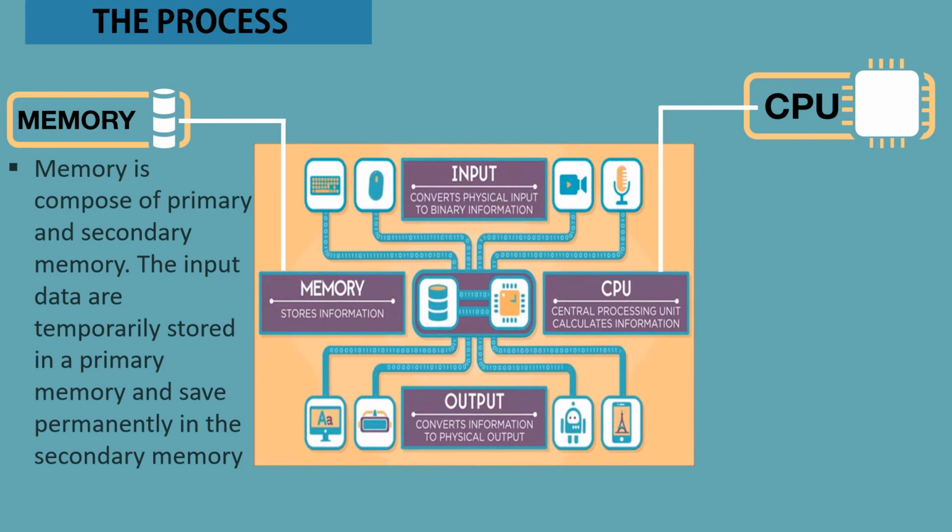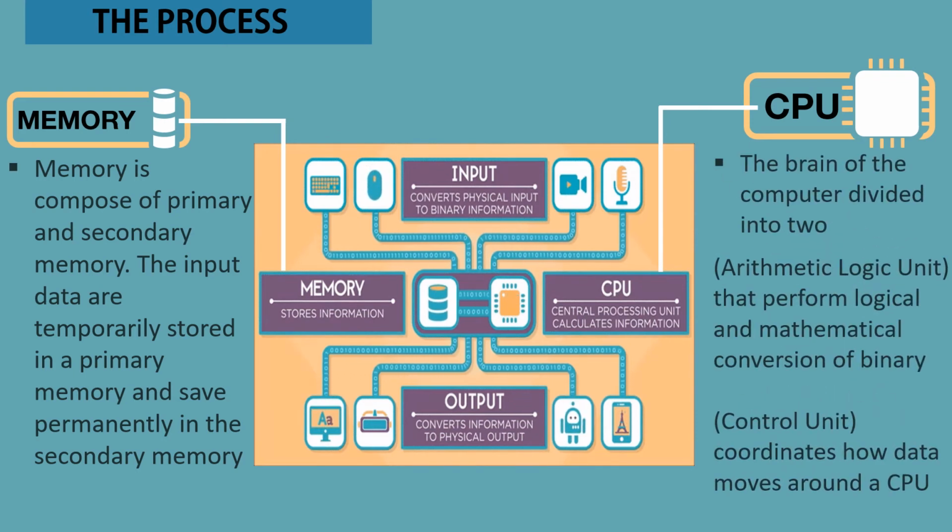Memory is composed of primary and secondary. The input data are temporarily stored in a primary memory and saved permanently in the secondary memory. Meaning to say, all data that is not saved is held by the primary memory, but all data that is saved directly is held under the secondary memory.